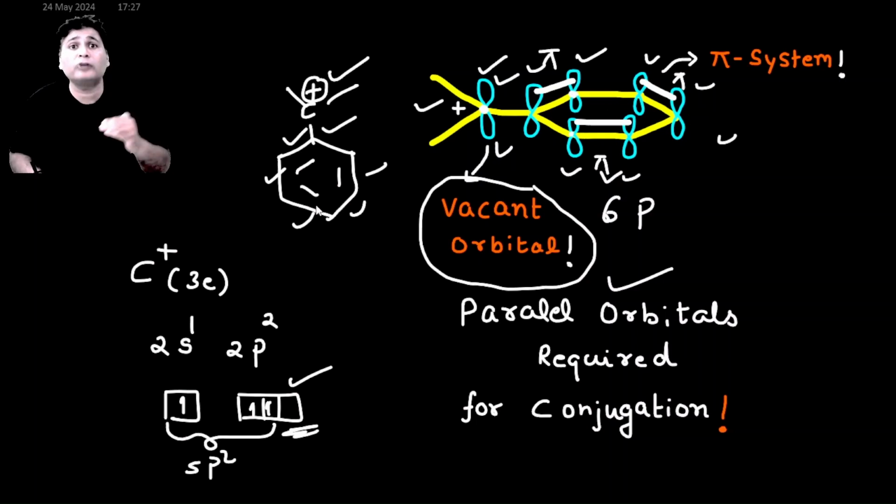But how that possibility comes, you should realize. It comes because the vacant p orbital of the carbocation is able to remain parallel with the pi bonds of the benzene ring, the pi system of the benzene ring. That is the condition required for the resonance to happen.